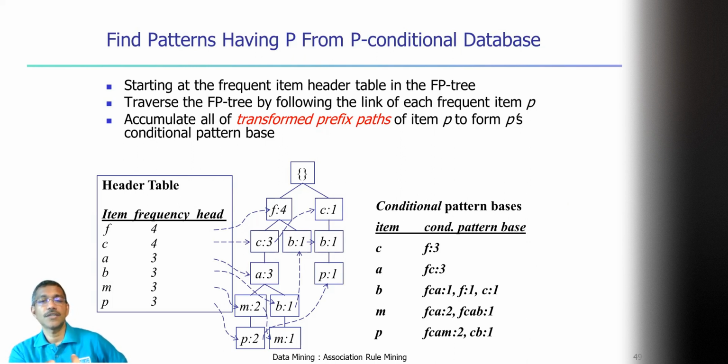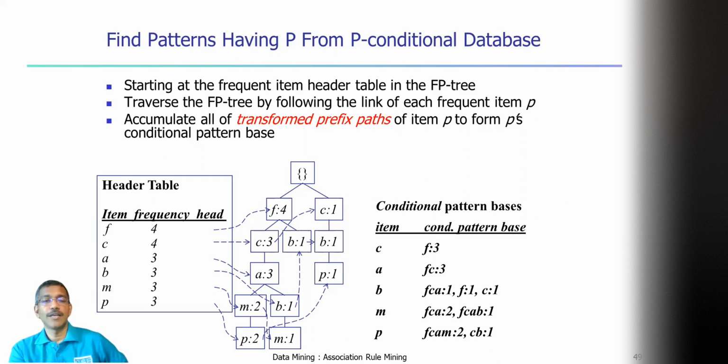follow the links on the tree for the C. There are two Cs, C3 and C1: C with frequency 3, C with frequency 1. Frequency 1 we don't take because it's at the first level. C with the frequency of 3, we know that we can create a pattern with F with a frequency of 3. Then we take A. A has only 1, therefore we can say FCA with a frequency of 3.